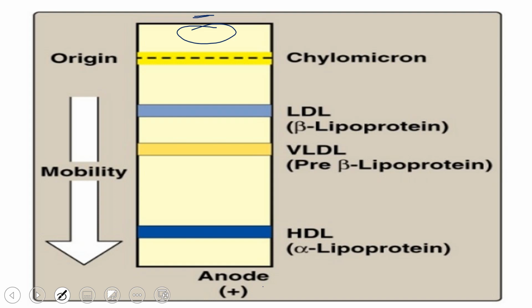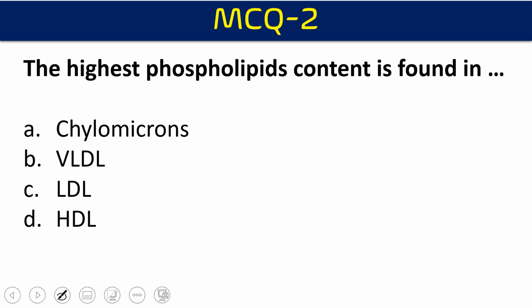HDL is also called alpha lipoprotein. VLDL is called pre-beta lipoprotein. LDL is called beta lipoprotein. And on this electrophoretic basis, we have a fifth type of lipoprotein also, that is free fatty acid albumin. So here HDL is the fastest moving and the slowest moving is chylomicron. You can select your option according to the type of question that comes.